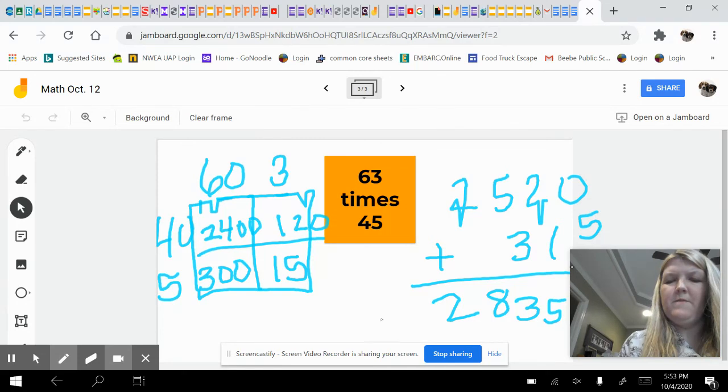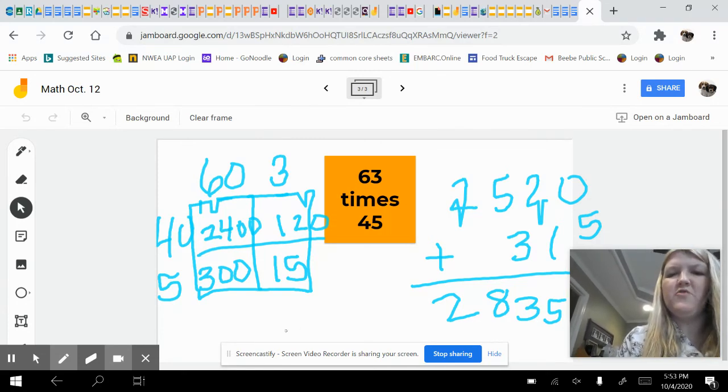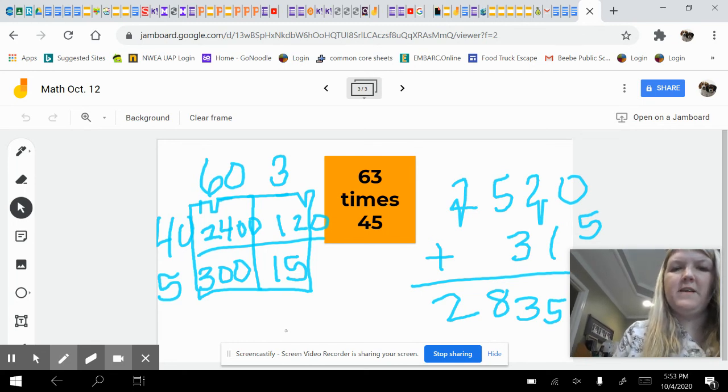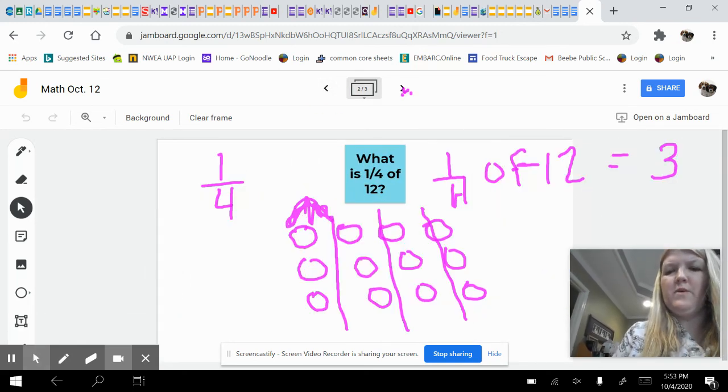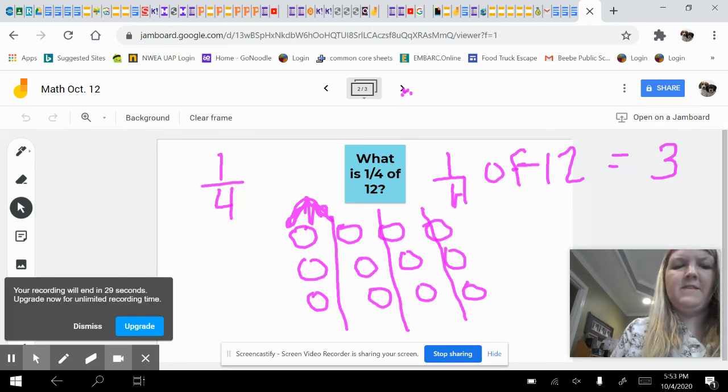So you'll have some multiplication problems to practice today, some equal sharing, and then some where you are going to find part of a number, like we did in the second example, where we had the 1/4 of 12. So look back at this if you need to as you're working through the problems.